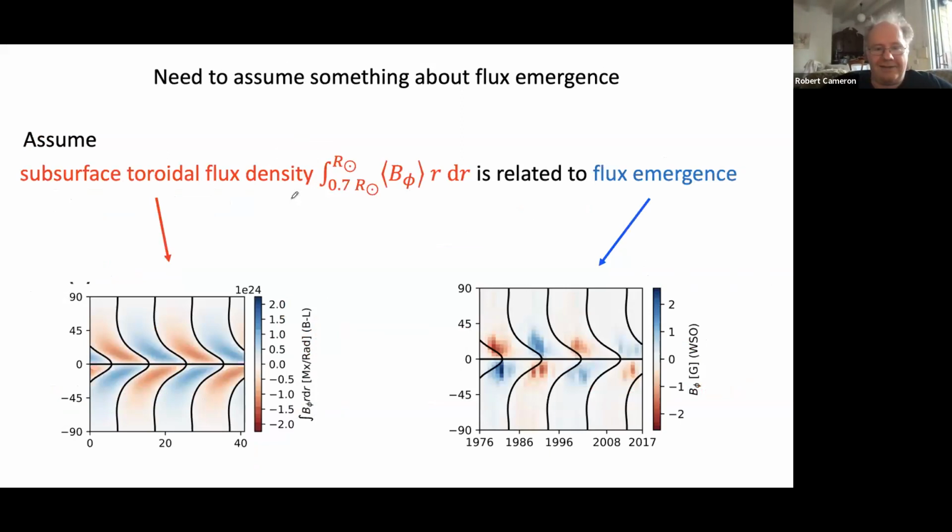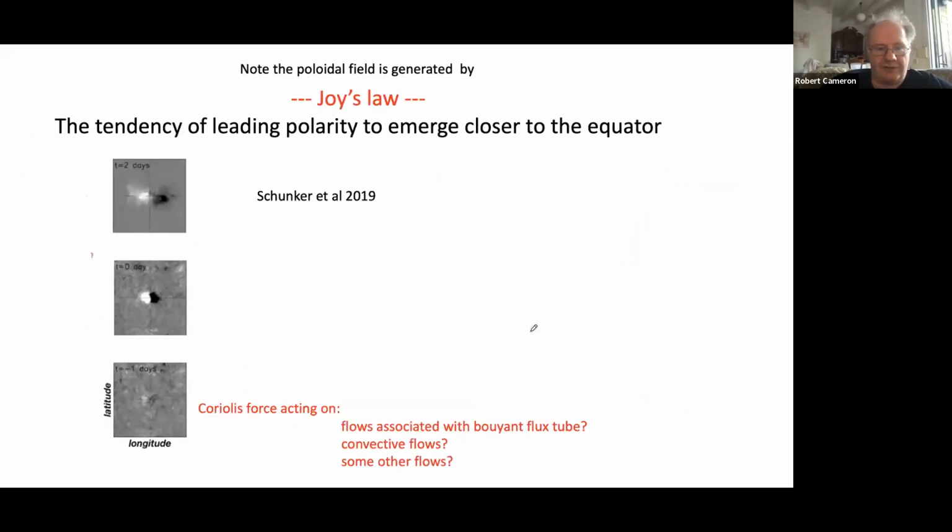If we want to make a dynamo model, we also need to know something about flux emergence and where Joy's law comes from. The easiest thing for flux emergence is that the subsurface toroidal field is related to what emerges through the surface. What's more tricky is Joy's law, because it's a small effect.